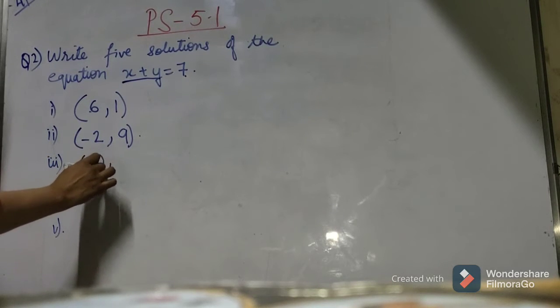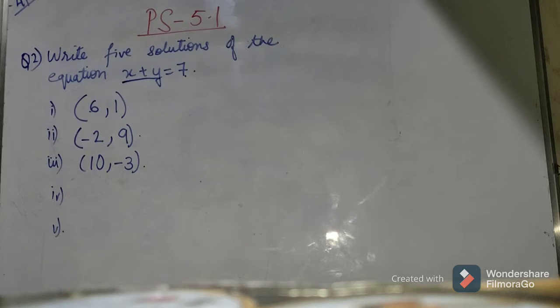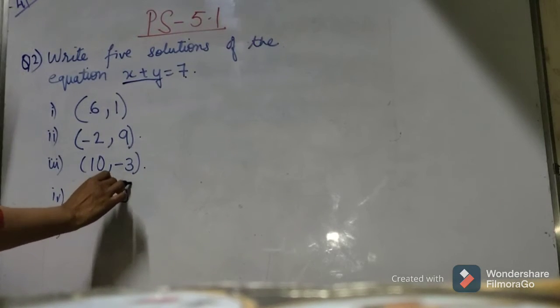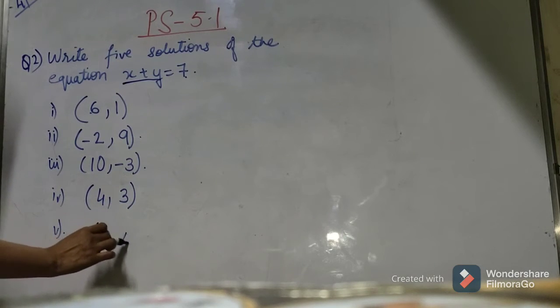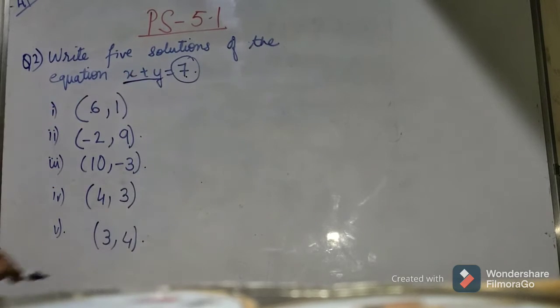Then 10 and minus 3. So 10 minus 3 is again 7. Now remember, the answer should be plus 7. Okay. Then 4 comma 3. Again 4 plus 3 is 7. You can also write 3, 4 or any other form whose total is 7.